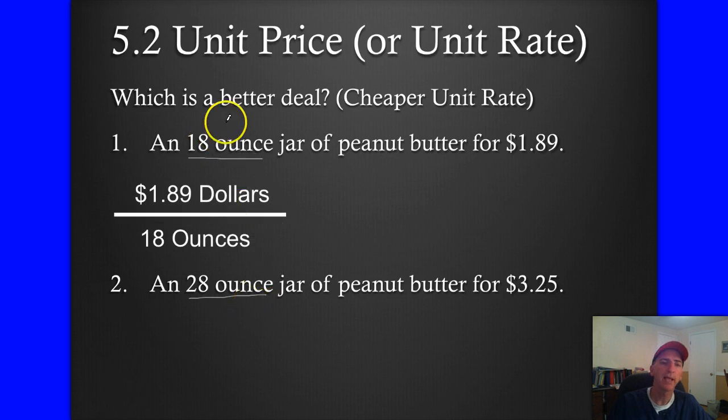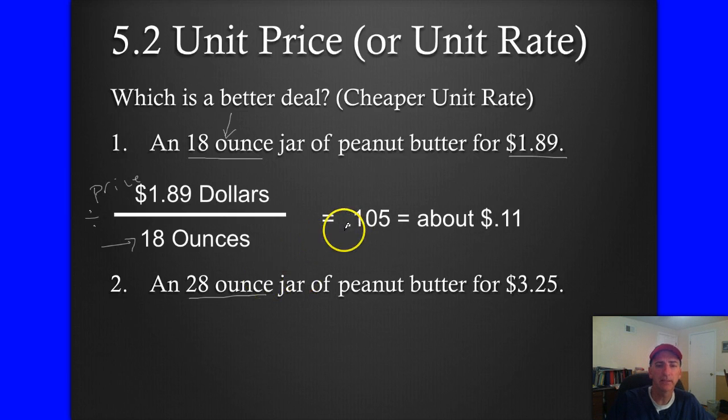Number 1, 18 ounces for $1.89. So what you're going to do is price divided by ounces, which is 18. All right, price per quantity. Now you just divide that out, and you get 0.105. That's really 10.5 cents, so it's about 11 cents per ounce.